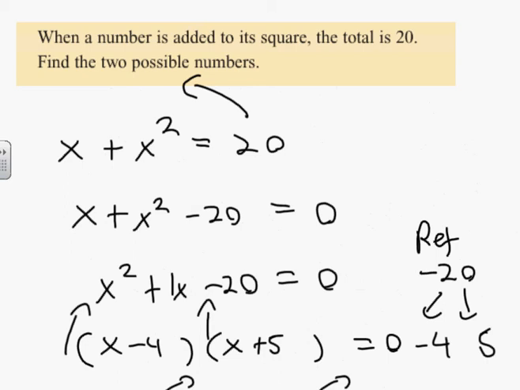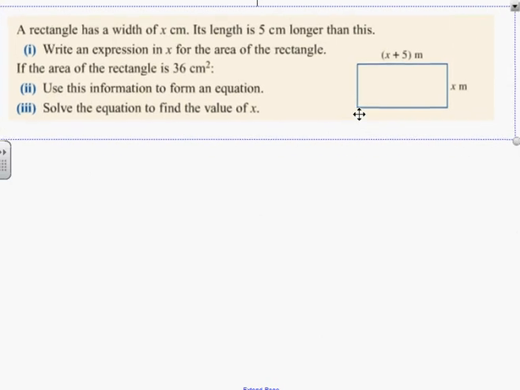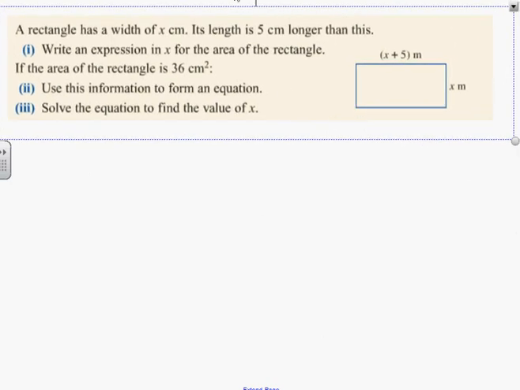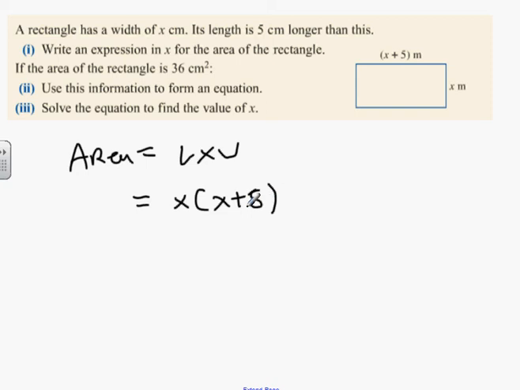Now, a rectangle has width x centimeters. Its length is 5 centimeters longer than this. Write down an expression for the area of the rectangle. What is area of a rectangle, Aaron? It's x plus 5 plus x plus x plus 5. No, that's the perimeter. The area is x multiplied by x plus 5. You multiply length by width.